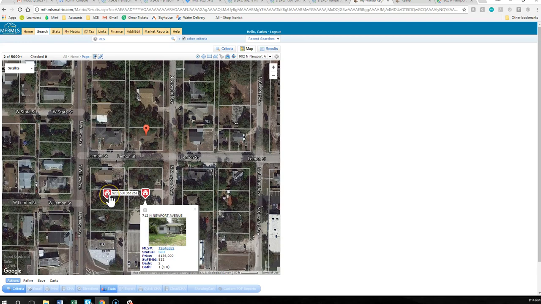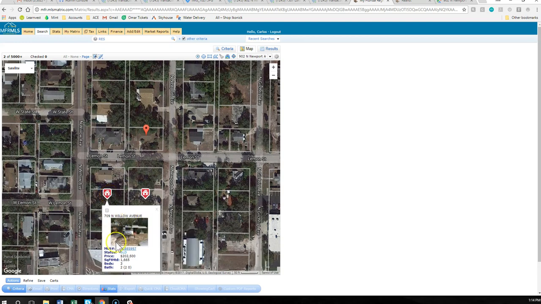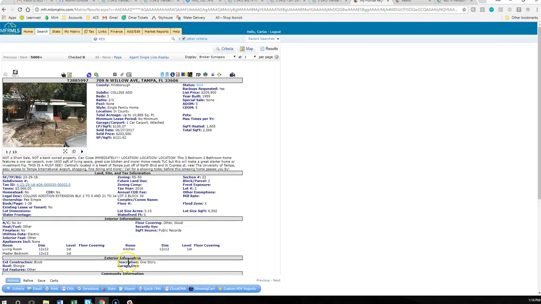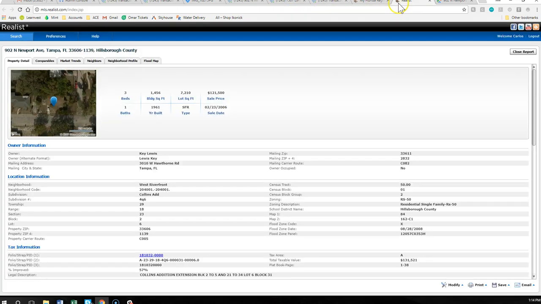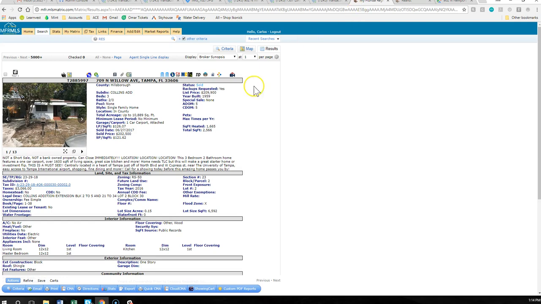Then you look across the street, and one sold for 202, and that one's only a little bit bigger than ours. Ours is 1,456, and this one is 1,665, so about 200 square feet bigger. But it did sell for cash.